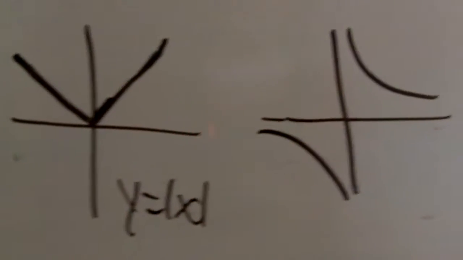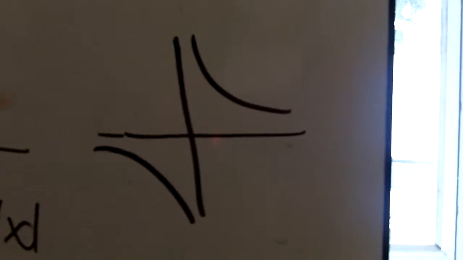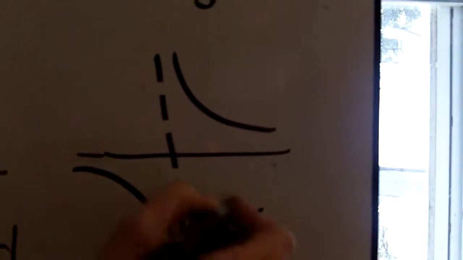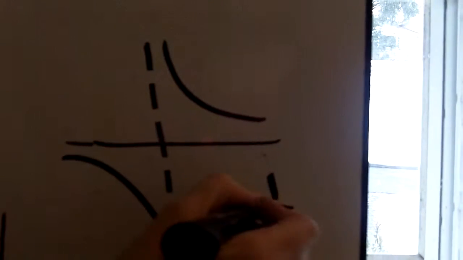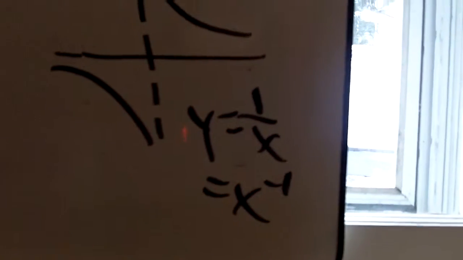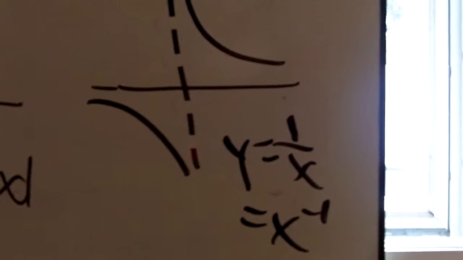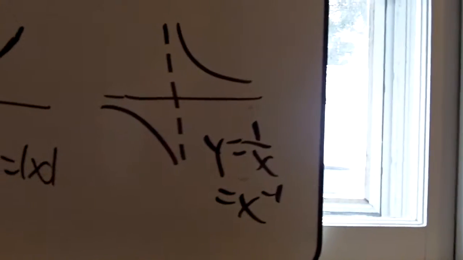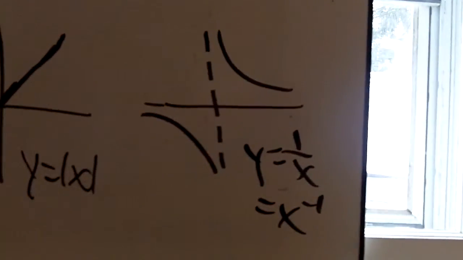And last but not least is a function that has an asymptote. In this situation, your x-axis is an asymptote, and this is the equation y equals 1 over x, or x to the negative 1 power. And that's why there's an asymptote at x equals 0, because when you plug 0 in, you get an undefined answer. So these are the 6 functions that you should be very familiar with as we move on.